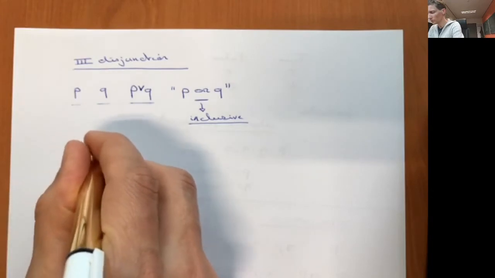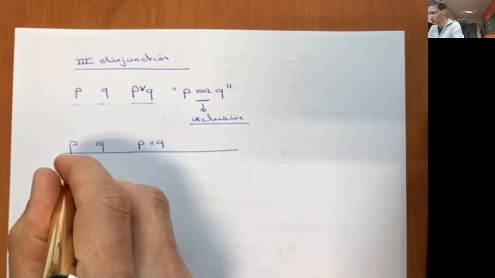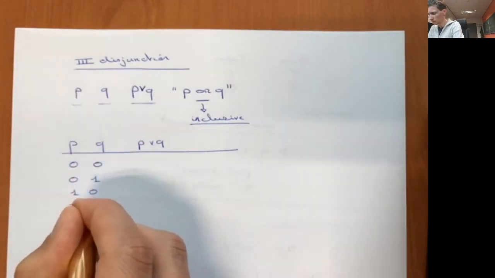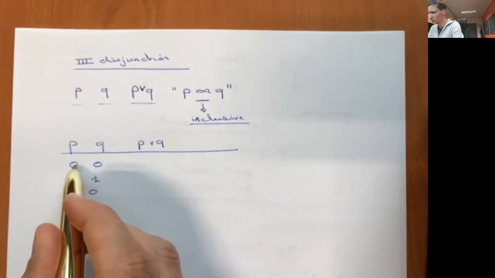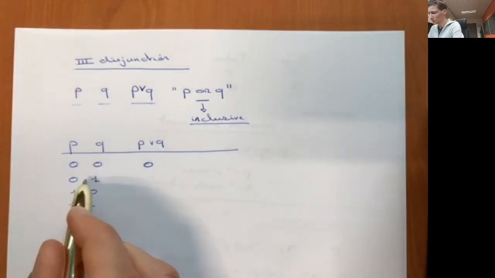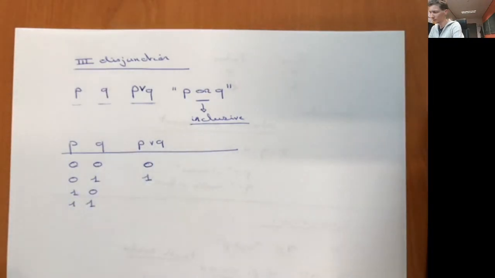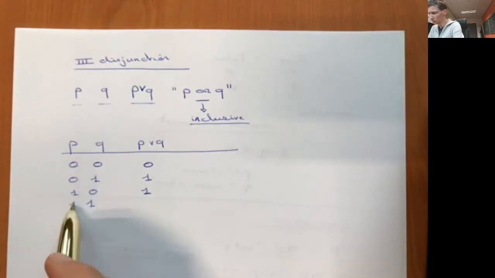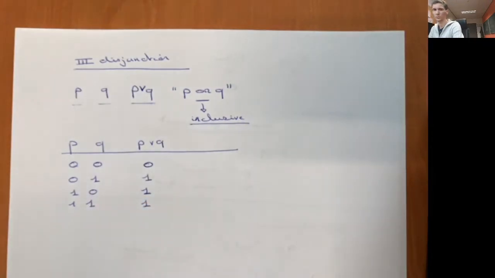So if we write down the table, P, Q and then P or Q, we have the values 0, 0, 0, 1, 1, 0, and 1, 1. If both P and Q are 0, then P or Q is 0. If P is 0 and Q is 1, then P or Q is 1. If P is 1 and Q is 0, then P or Q is 1. And if both P and Q are 1, then it's an inclusive OR, so P or Q is also equal to 1.